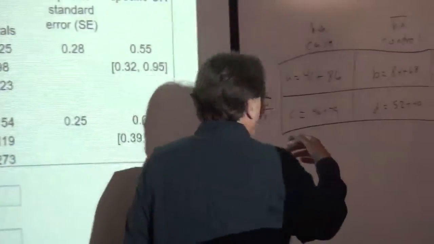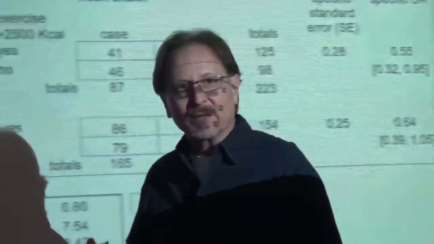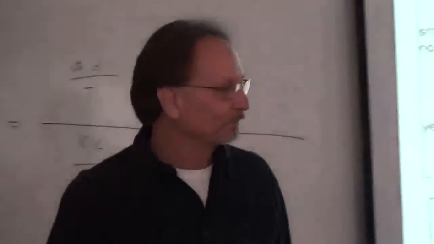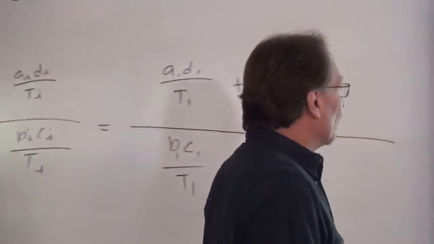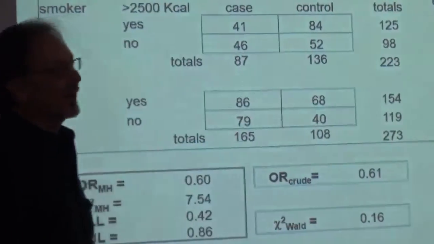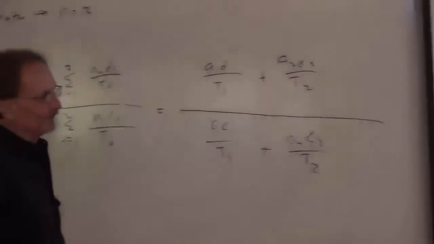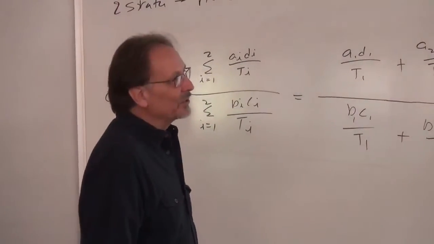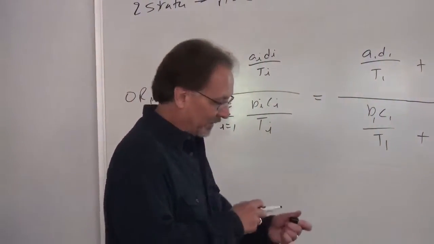All we do is, again, the odds ratio is AD over BC. That's that basic odds ratio formula. And we have the chi-squared Wald, one degree of freedom, 3.84. We cannot reject the null hypothesis. It means that these are homogeneous strata, and we can use the Mantel-Haenszel analysis. Right.